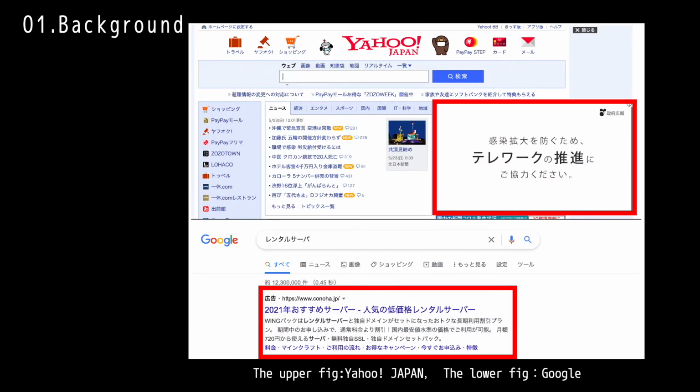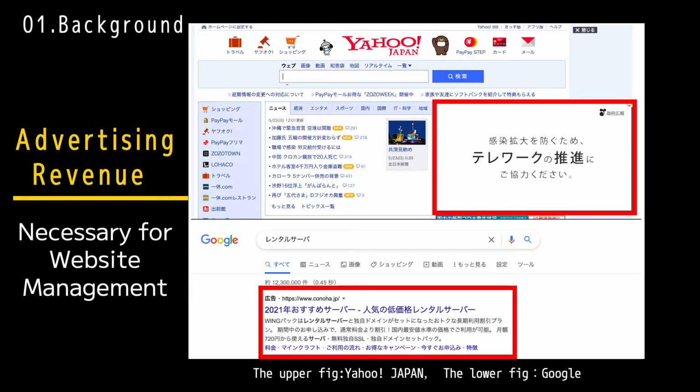Currently, there are many web companies such as Google in the world and Yahoo Japan in Japan. Many of these companies make money by presenting web ads to their users. Advertising revenue is indispensable for running a web company.